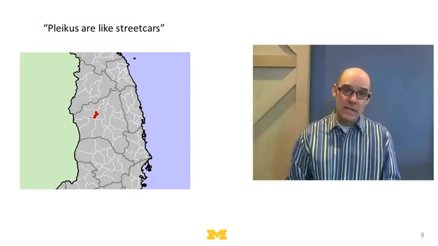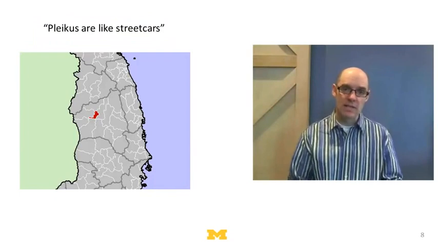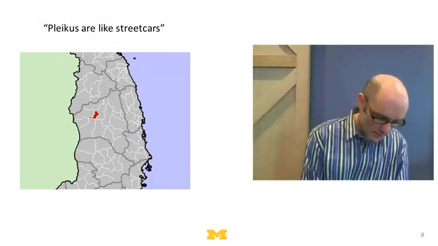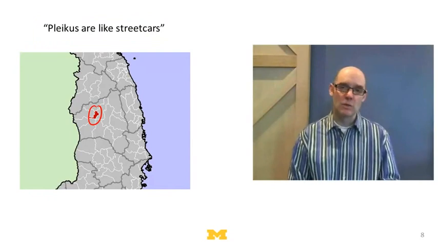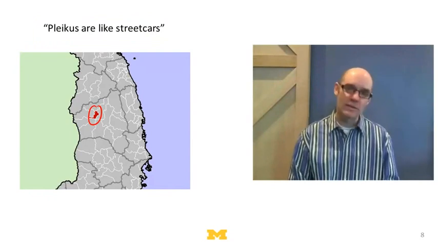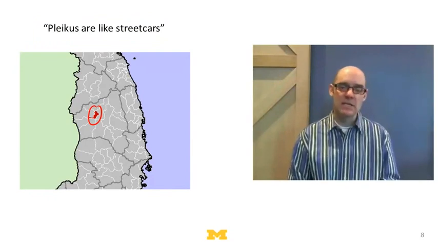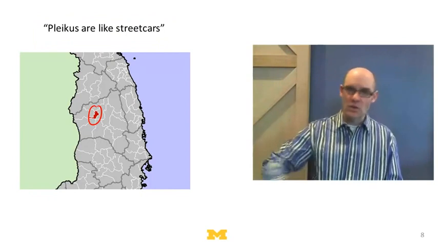Now, in the Vietnam War, right, one of the things that escalated the war was the bombing by the North Vietnamese of Pleiku. Now, McGeorge Bundy, who was the National Security Advisor at the time, he famously said, Pleikus are like streetcars. What he meant by that is that streetcars come down the road all the time.